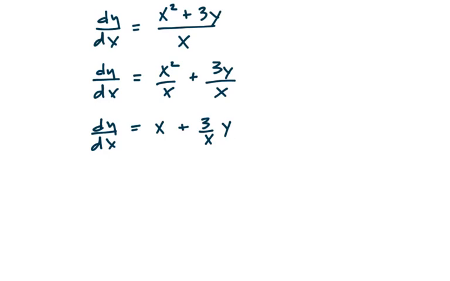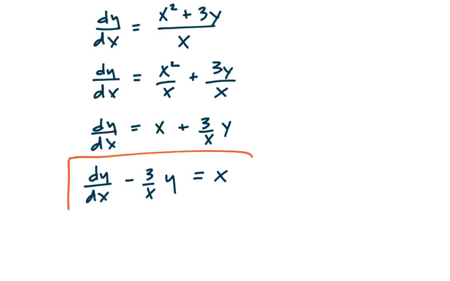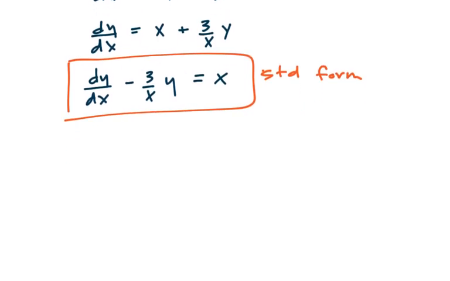So putting that into our standard form, I'm going to subtract the term over. I've got dy dx minus 3 over x, y is equal to x. And so this is my standard form. And what's going to be helpful for us as we look at this is we need to be able to identify what p and q are.